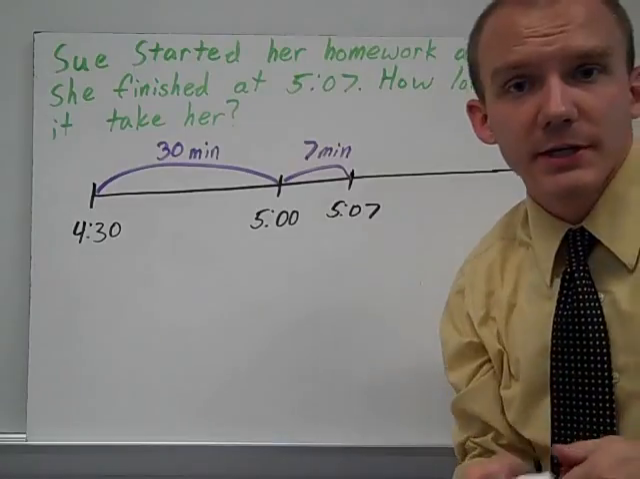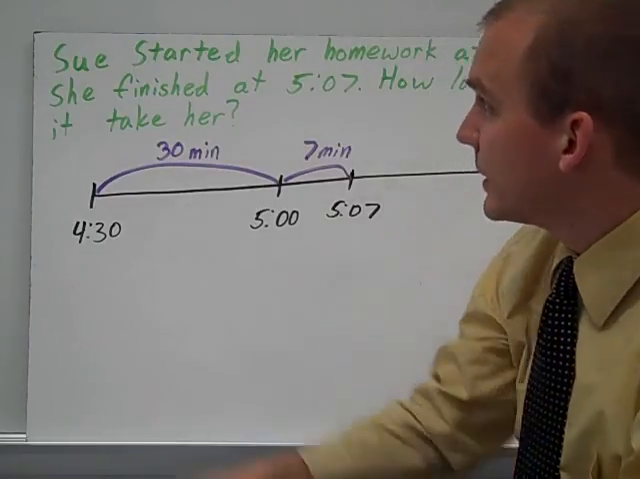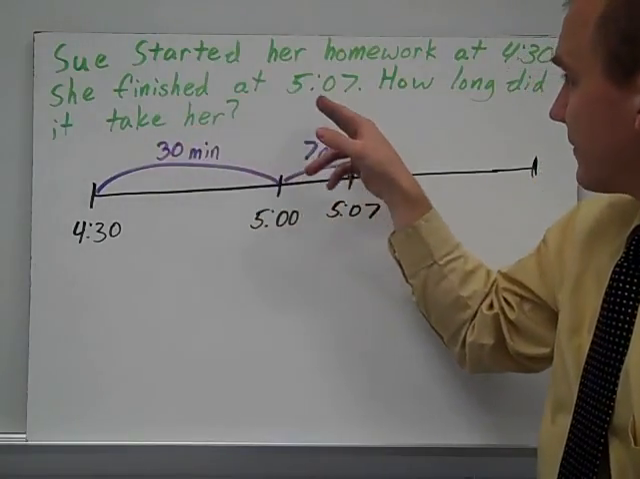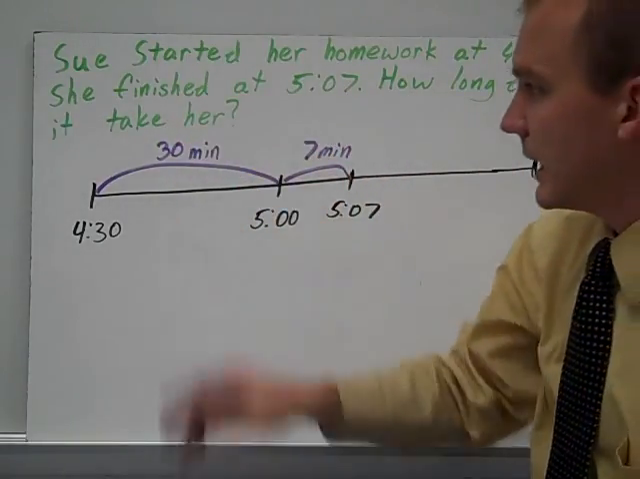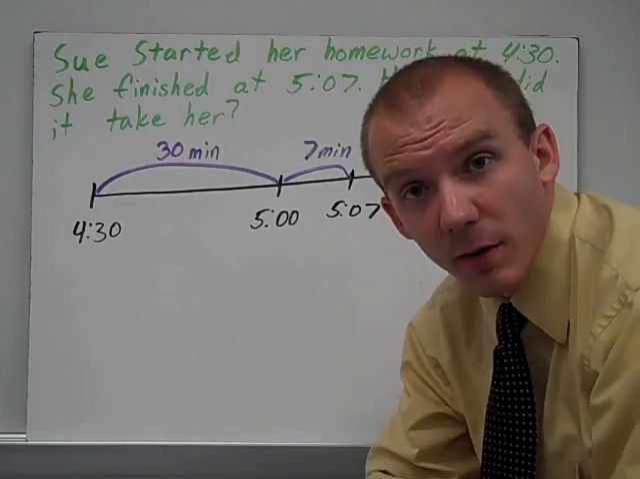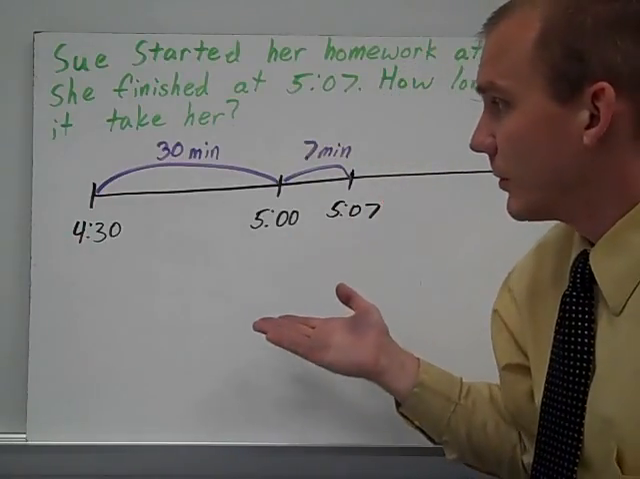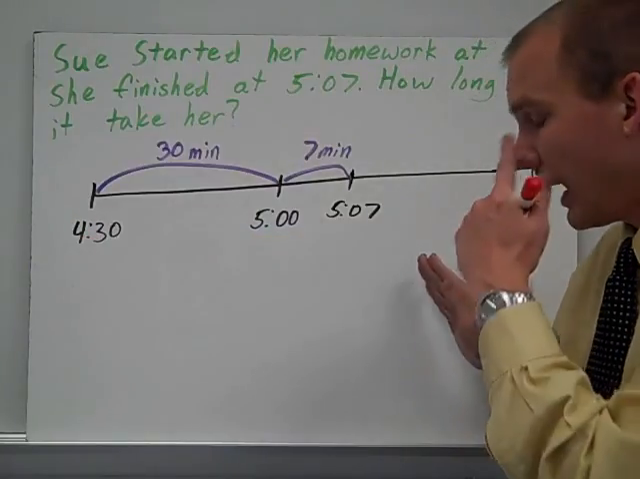Here's another problem and a different way to solve it. Sue started her homework at 4:30. She finished at 5:07. How long did it take her? So you can create a number line. A number line counts time the same way as it would numbers. You start with the low numbers, you go to the higher numbers.